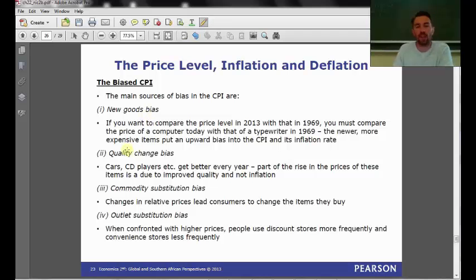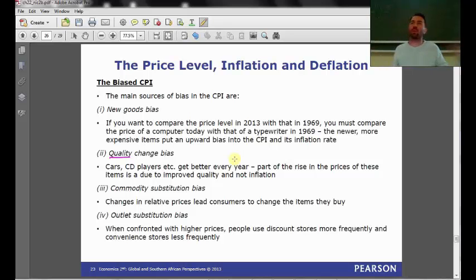And when I say better, I don't necessarily mean that their quality is better, because I could be comparing the same goods over time that have different quality. What I'm referring to in the first one is actually different types of goods. Okay? So quality bias as well. Cars, CD players, etc. get better every year. In other words, a car that you're buying in 2013 is probably much better than a car you were buying in 1969, even though they were both cars. Right? So even though the price of those cars has changed, it doesn't tell us that we're not really buying the same kind of cars that we were buying, right?